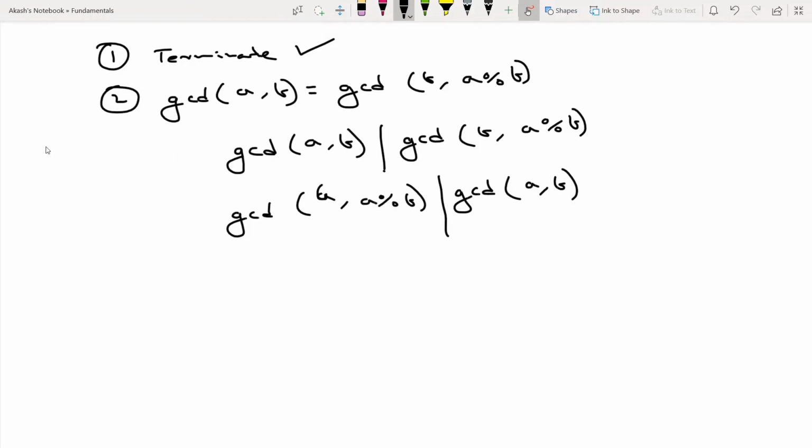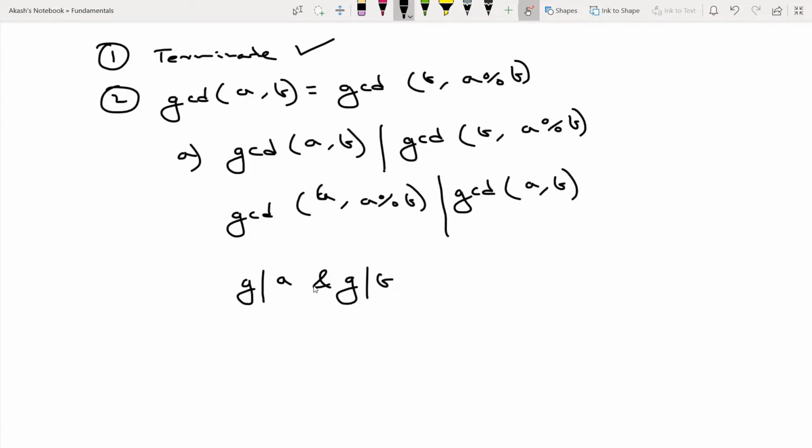Why? Because if A divides B and B divides A, then both numbers are equal. So let's prove the first part, and similarly you can also prove the second part. How do we prove it? Let's say GCD of A, B is G. So G should divide A and G should divide B. Now, if we can prove that G also divides A modulo B, then this is true, right? If we can prove that G divides A modulo B, then since G is the GCD of A, B, it should divide GCD of B, A modulo B.